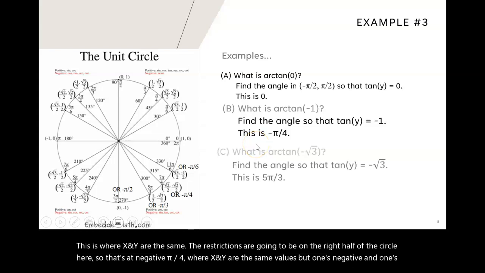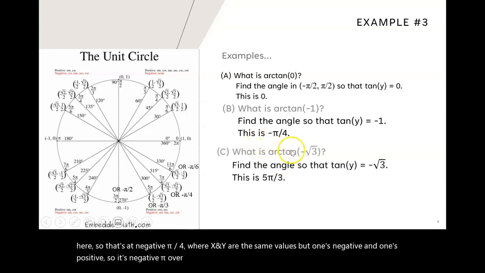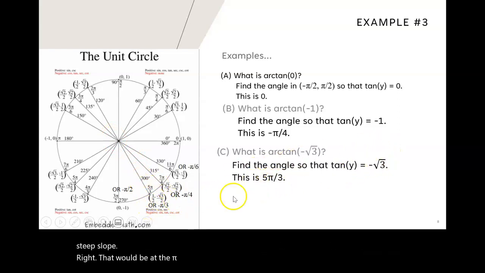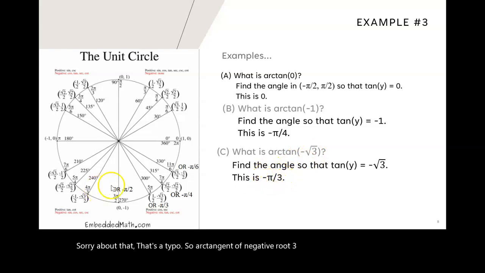So it's -π/4. And then arc tangent of -√3, we want a really steep slope, all right? That would be at the π/3 family, all right? And whoops, sorry about that. That's a typo. So arc tangent of -√3 is -π/3, which is this angle right down here.